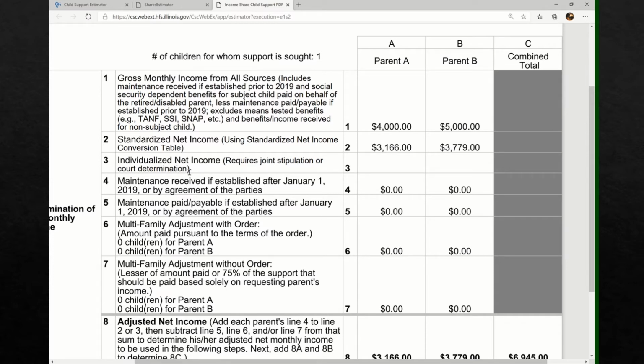And then maintenance received, we had said no. Maintenance paid, we had said no. Multifamily means there are other children. We said no, there are no other children.